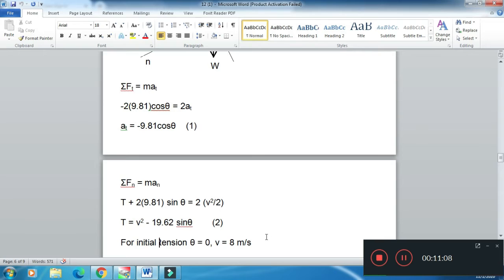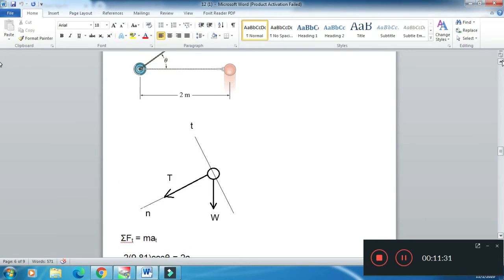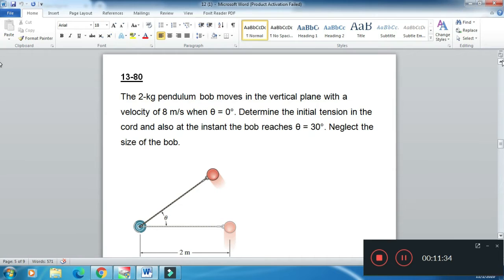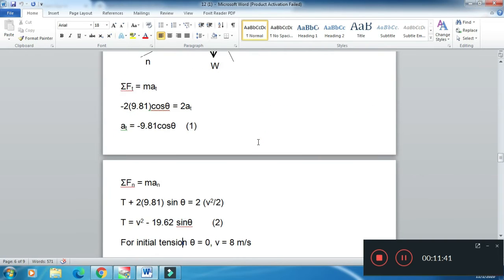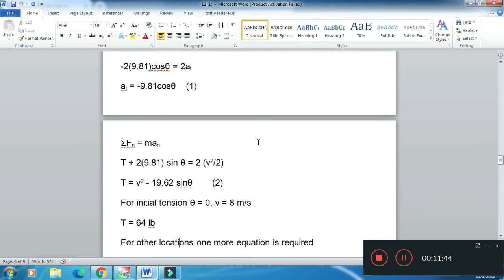Now in the problem it is given that we have to find the initial tension. So initial tension is for the case when theta is equal to 0. If we substitute theta equal to 0 and the initial velocity is also given, it is 8, so initial tension will be equal to 64. The initial velocity is given in the problem, it is 8 meter per second. So initial tension is 64 pounds.